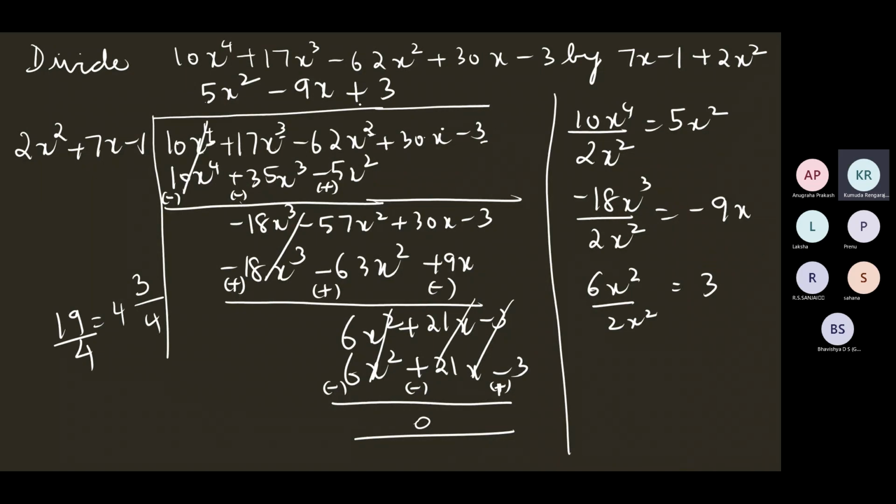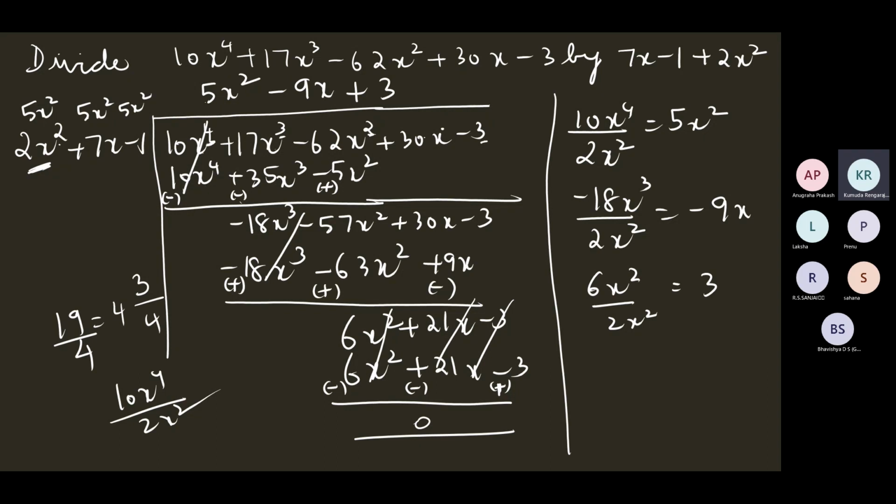The first step is to divide the first term of the dividend, 10x to the power 4, by the first term of the divisor, 2x squared. What do you get? 5x squared. That will be the first term in the quotient. Now you must multiply every term of the divisor by 5x squared. So see here, 5x squared into 2x squared is 10x to the power 4.